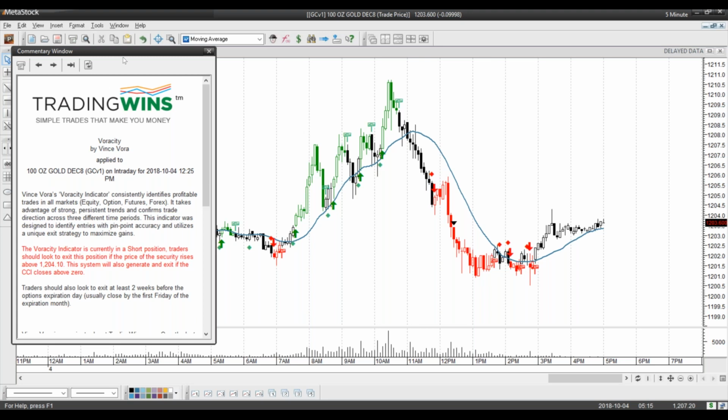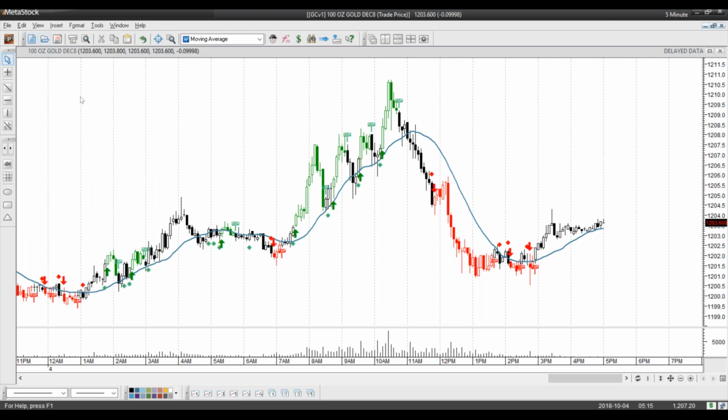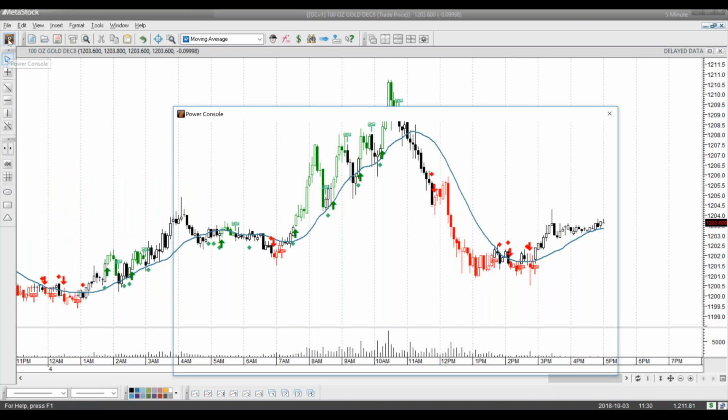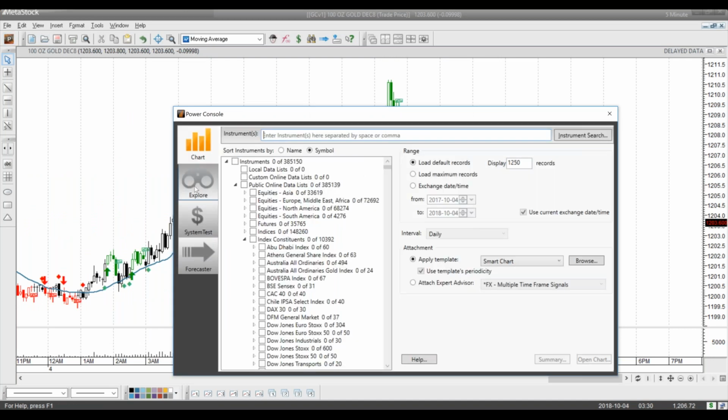I love it. Now, the other piece to this is that if you go to the power console, the top left, this little P here, and open it up and go to the Explore tab, there's a scanner for this.